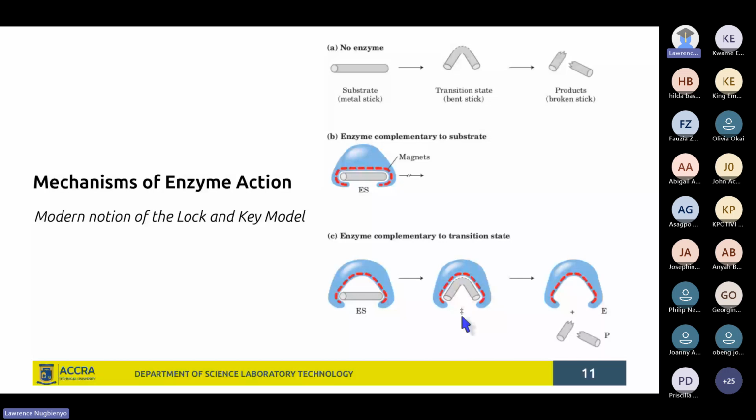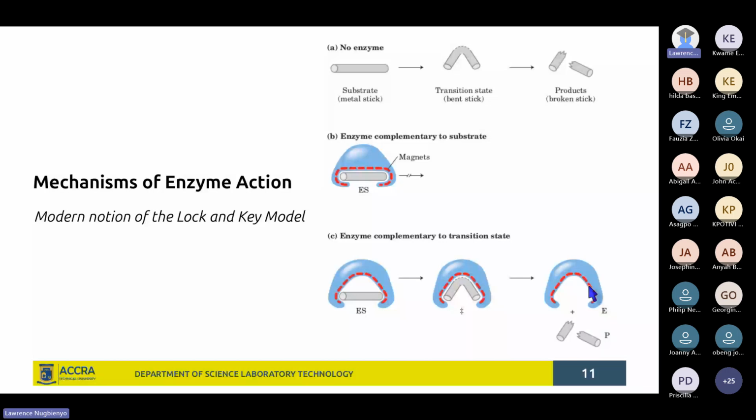And in that process, that substrate gets deformed. You have a weakening of bonds in the substrate. And so the transition state is unstable. And because that transition state is unstable, the bonds that are in the substrate are also weak. Eventually, those bonds get broken. That metal stick gets broken, and you then have your products and your free enzyme.